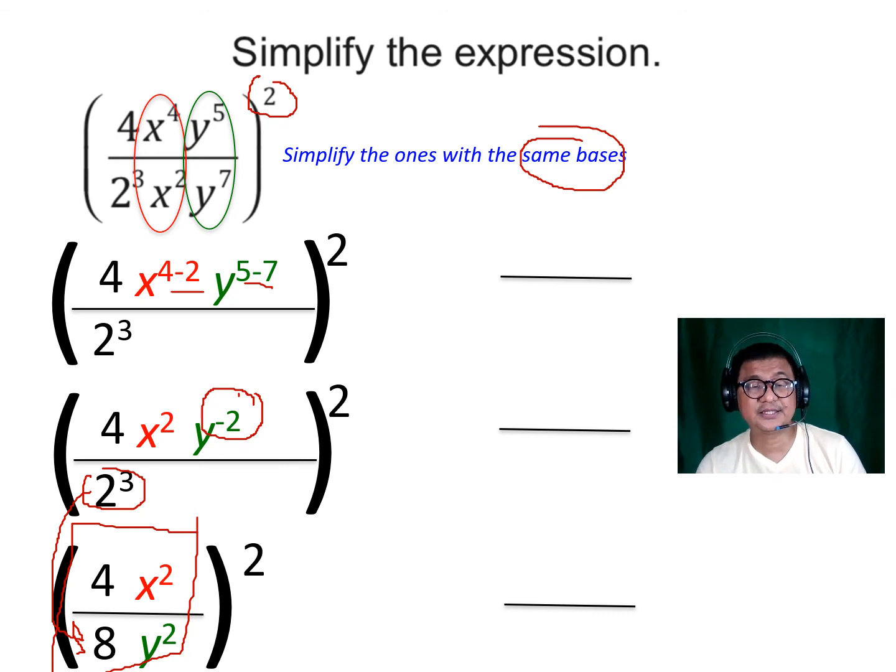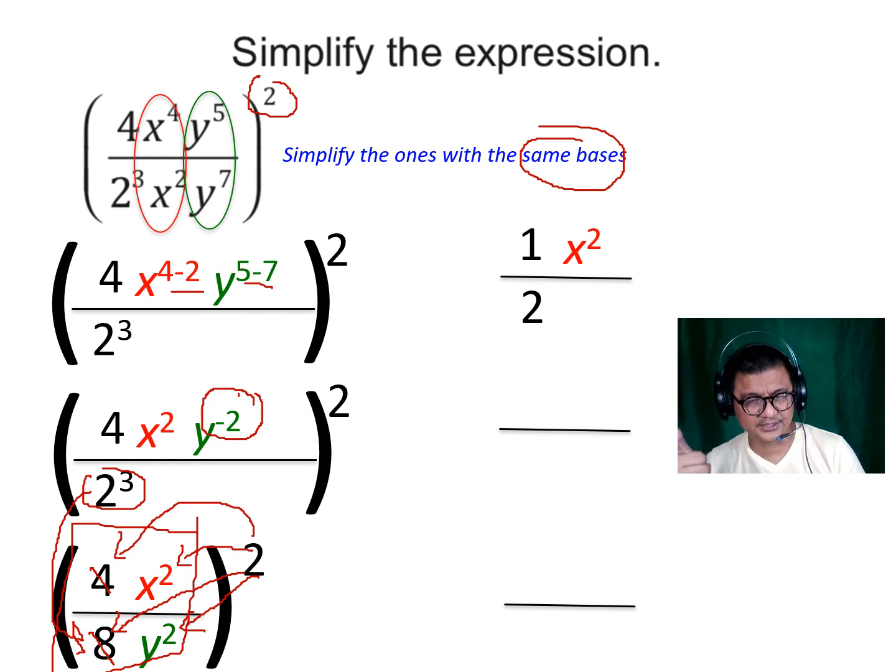What's next? That second power, remember a power, that should be distributed to each of the factors, whether it's on top in the numerator or at the bottom, the denominator. So let's write it down so that, oh, let me just simplify to make our life easier. It's like the lowest terms. 4 and 8 divided by 4 is 1/2. So let's write down 1/2 instead of 4/8. Do you agree that 4/8 is equal to 1/2? Yes.